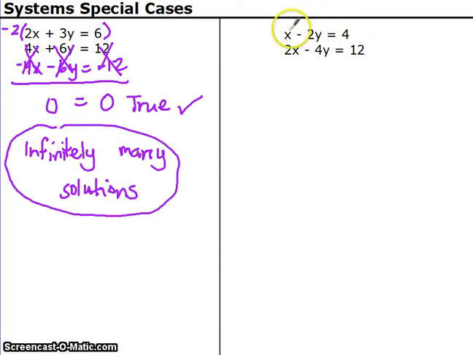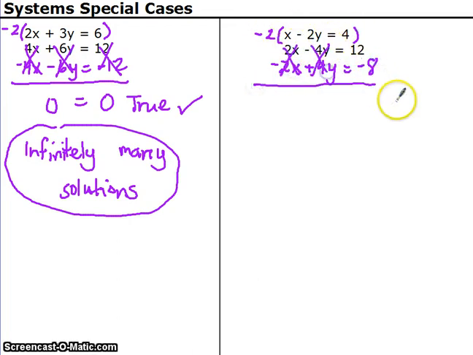All right, let's try another one over here. So this one, I need to multiply by -2, because -2 times 1 is -2x, which will cancel with that. -2 times -2 is positive 4y, and -2 times 4 is -8. So those will cancel. Those will cancel. That's 0. 12 minus 8 is 4. 0 does not equal 4. That's false. And that's the one that's no solution.